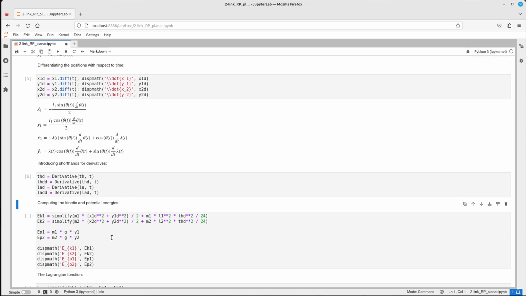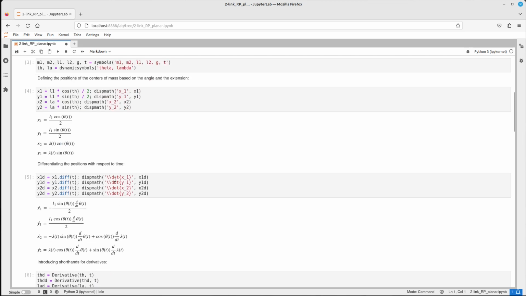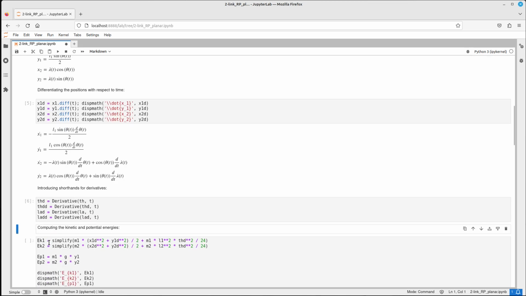And since, just like before, we're using the Lagrangian approach, we'll be calculating the kinetic and potential energies. So we need the total kinetic energy for the system as well as the total potential energy for the system. So basically we're splitting those energies into two components as far as the kinetic energy goes. So we have the first mass times x1 dot squared plus y1 dot squared.